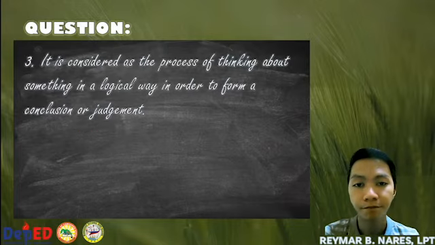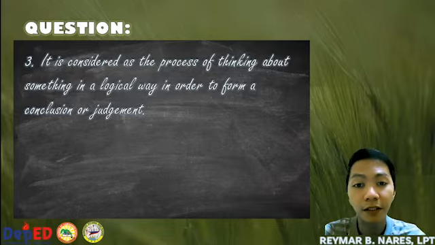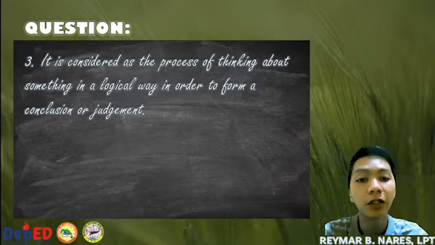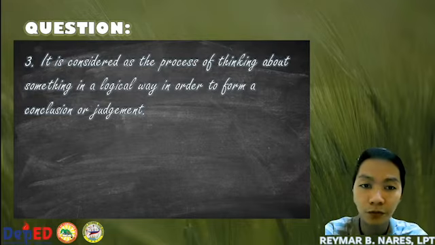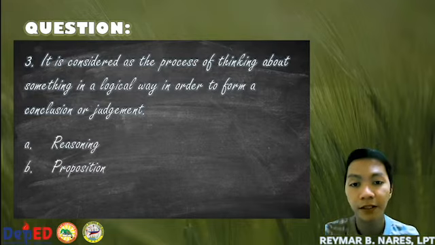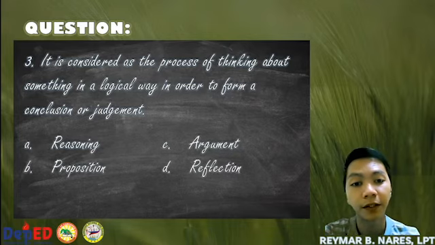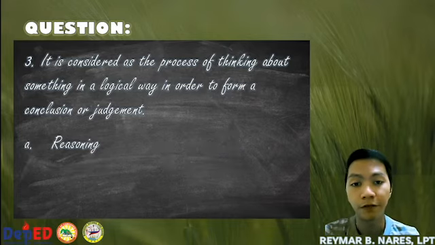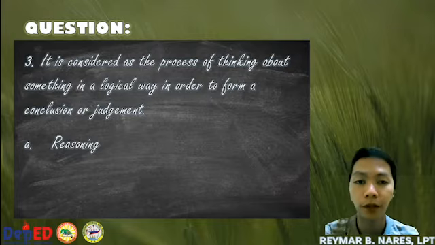So, let's proceed. Question number 3. It is considered as the process of thinking about something in a logical way in order to form a conclusion or judgment. A, reasoning, B, proposition, C, argument, D, reflection. So, if your answer is A, reasoning, you are correct.